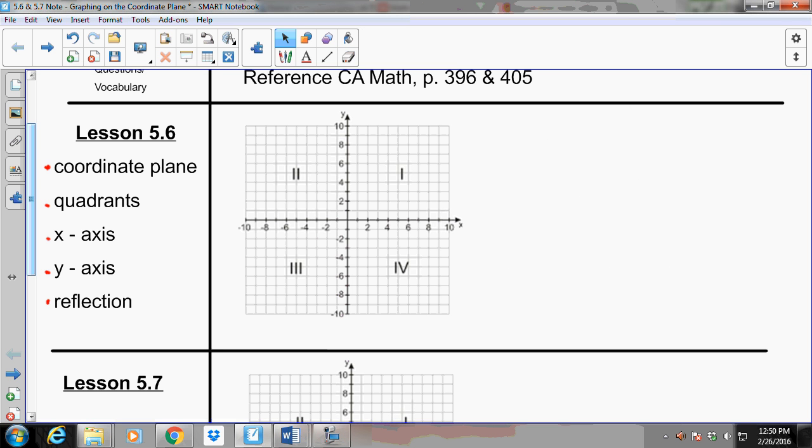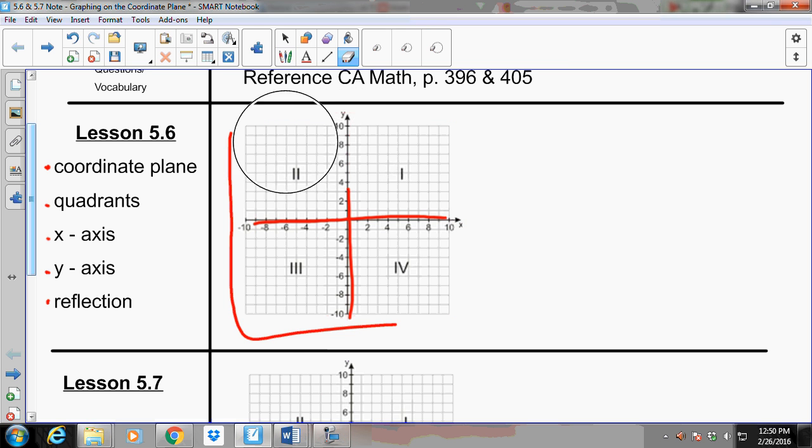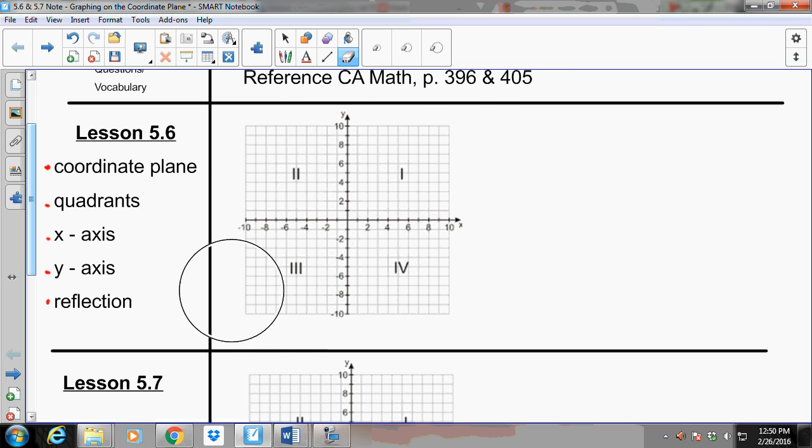So vocabulary words, first off, coordinate plane, that's what this thing is called. This is called a coordinate plane. All it is is two number lines like we've been working with, one going this way and one going this way, and they intersect. These are called the x-axis and the y-axis. The x-axis, you can see it right here. That's the x-axis. It always runs horizontal, left to right. The y-axis is the number line that goes vertically up and down. So when we say x-axis, we mean this one. When we say y-axis, we mean this one.